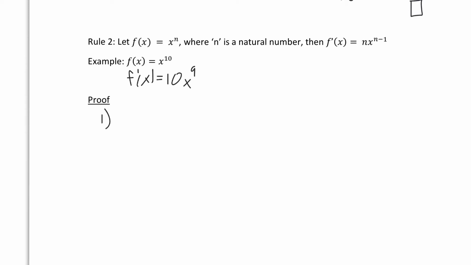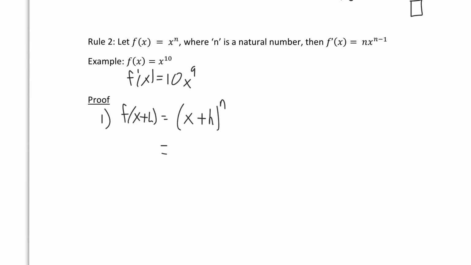So step 1, we calculate f of x plus h. In this case, it'll be x plus h to the power n. Now again, no one wants to expand this, but we have to do it at least once in our proof. It's kind of like we expand it one time, and then that counts for all times, because we do it once, we get our result, and we never have to use the expansion again.